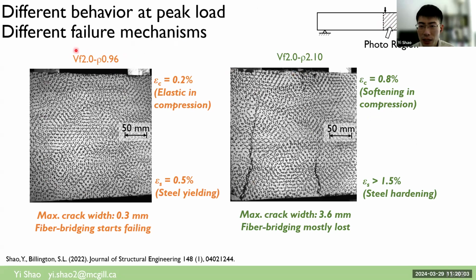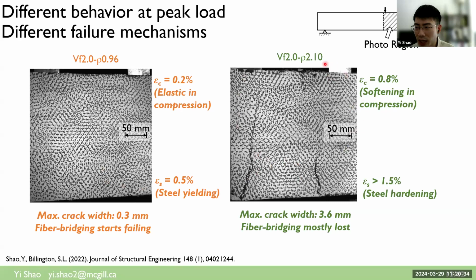So for the beam with low reinforcing ratio from the DIC system, we see that the UHPC material is still linear elastic in compression. So it has not actually reached its full compressive strength yet. At this point, the steel rebar just yield, and the maximum crack width is very small, which means at the peak load, the fiber bridging starts failing. So fiber bridging failure causes the load capacity reduction here.